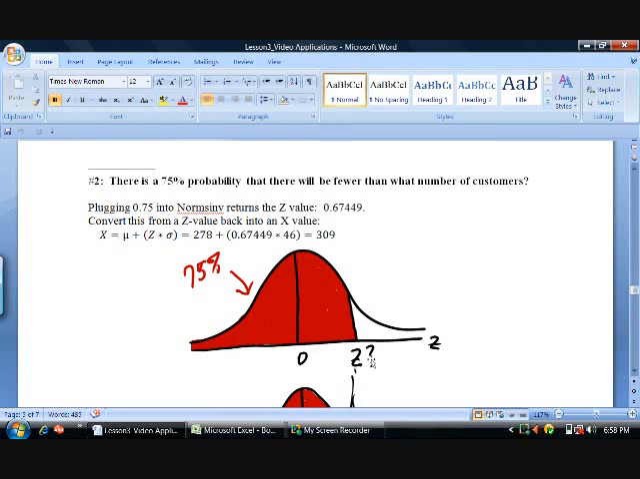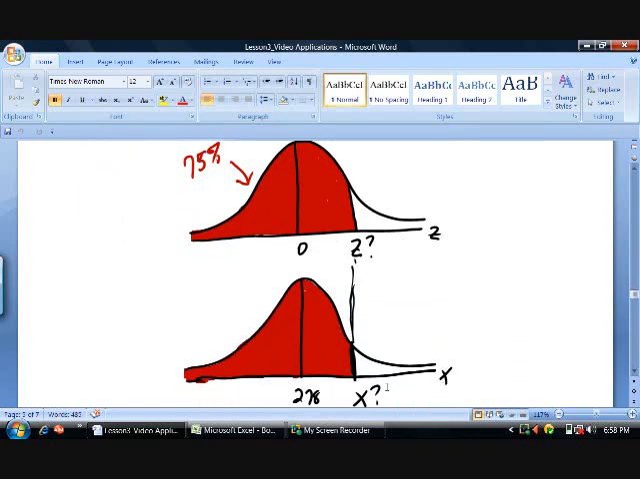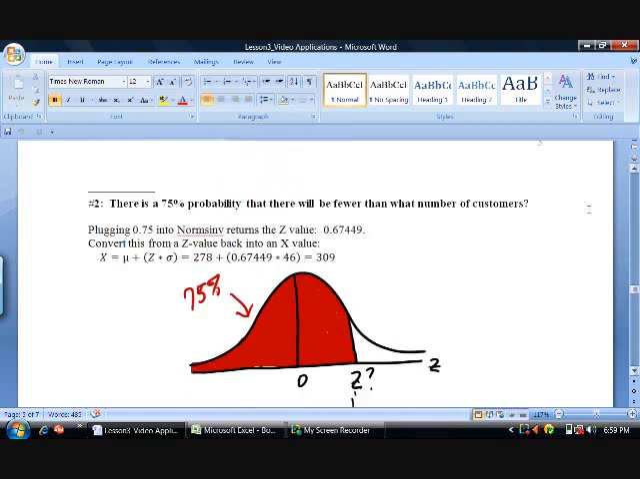Well, again, I'm going to find a Z value from NormsInv. Then I want to convert that back into an X value with a mean of 278. All right? So I'm going to find the Z from NormsInv, then convert that back into realistic, interpretable numbers, X. All right? We're going to plug then 75% into NormsInv.